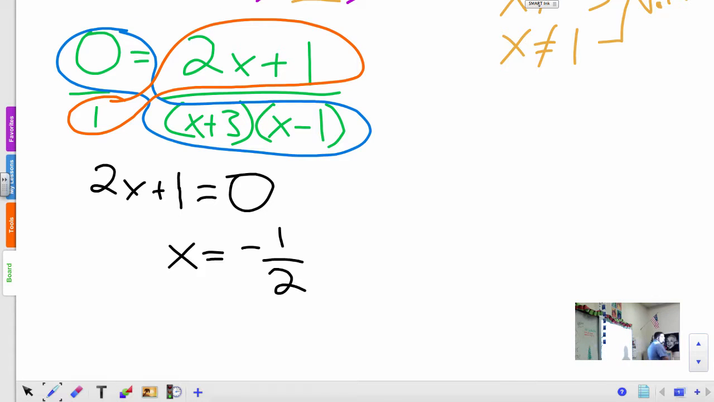Okay. Now what do we call that? What are some of the names? What did I just do? And what are the names that we call x equals negative 1/2? Yes? X-intercept. So what this is, we call it the x-intercept. So on the graph, my graph is going to cross the x-axis at negative 1/2.